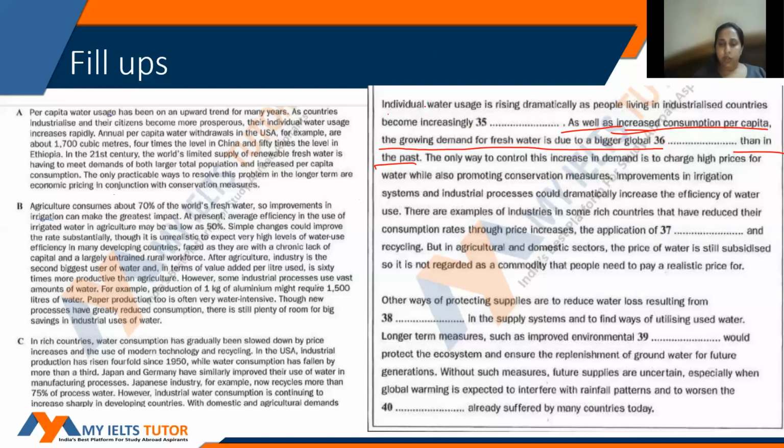Okay, let's have a look. Now they're talking about, unable to find. Okay. As well as increased consumption, they're talking about increased consumption. The growing demand of fresh water is due to bigger global dash. Now, annual per capita withdrawal in the USA is about 1700, 4 times the level of China, and 5 times the level in Ethiopia. It means they're drawing this very huge amount of water.